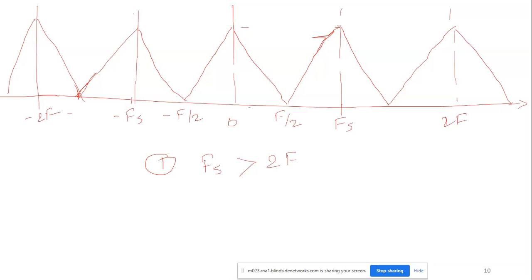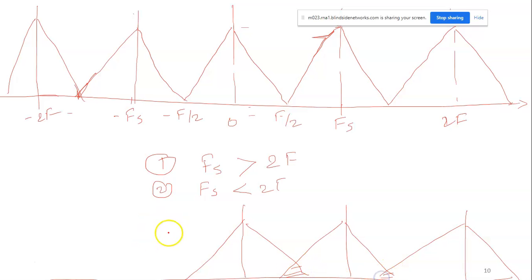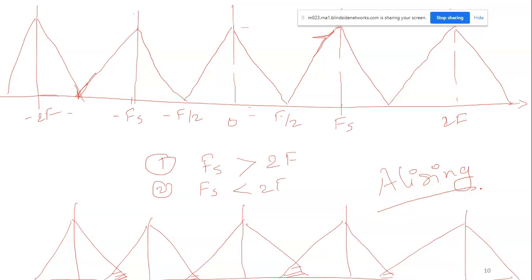Now here you will understand one more thing. If fs is less than 2f, that is the second case, what will happen? The gap between these two will reduce and there will be overlapping. How will it look? It will look like this. This is my first, which I had written over here. The second will have an overlapping with this, the third will have overlapping with this, so this will be the overlapping part. Again there will be overlapping over here. And this is called aliasing. So this aliasing is explained in the frequency domain. Okay, so this is the aliasing effect.